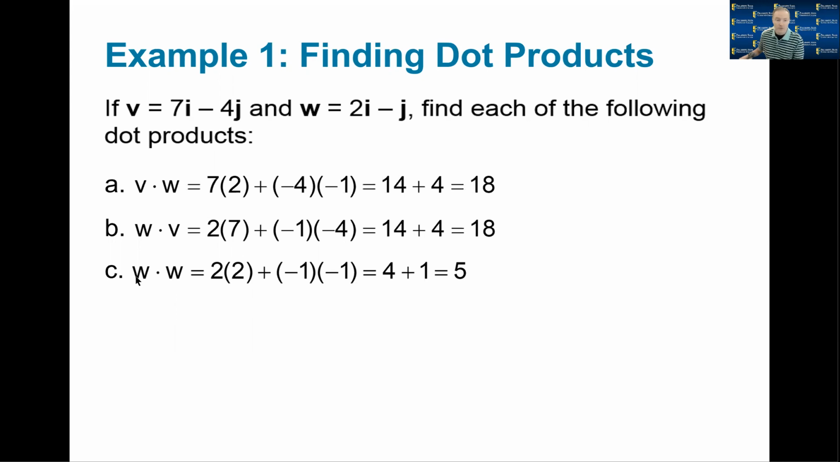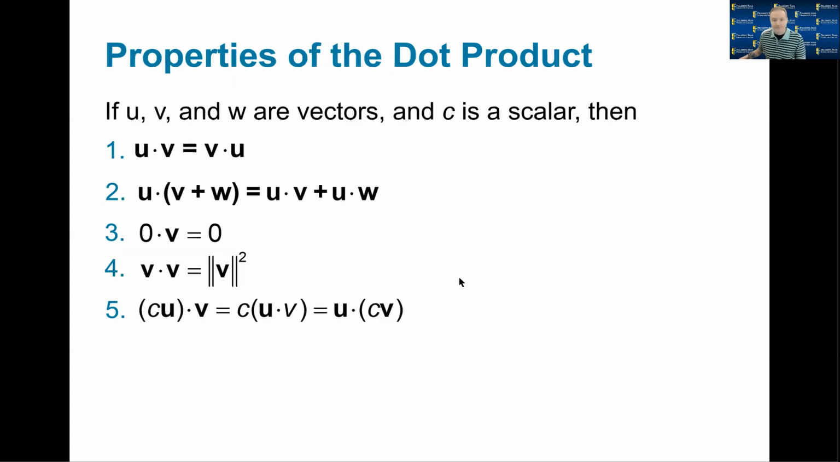Now, can you take a vector dot product with itself? Of course. You would just multiply the horizontal components, or square the horizontal components, and then add that to the square of the vertical components. So I would say 2 times 2 plus negative 1 times negative 1 gives me 4 plus 1. W dot W would be 5 in this case.